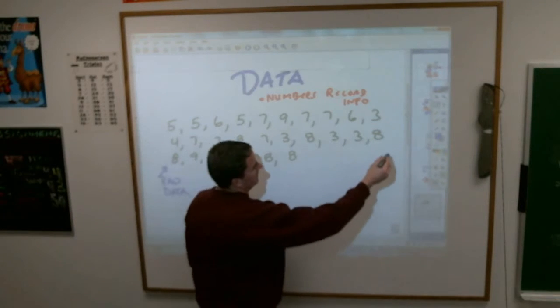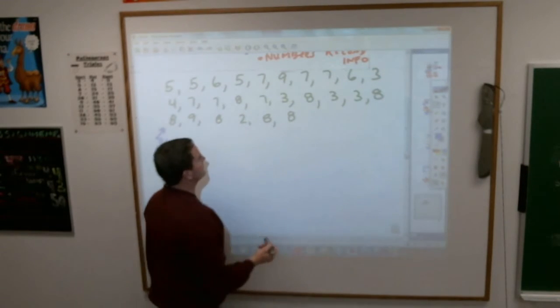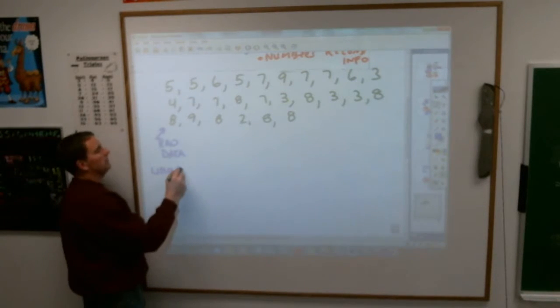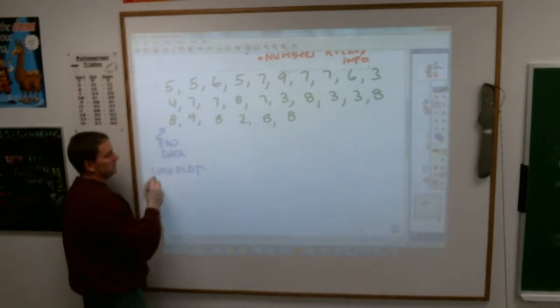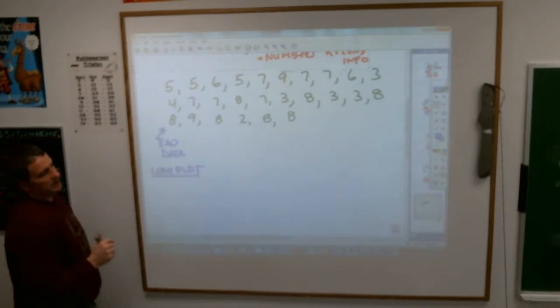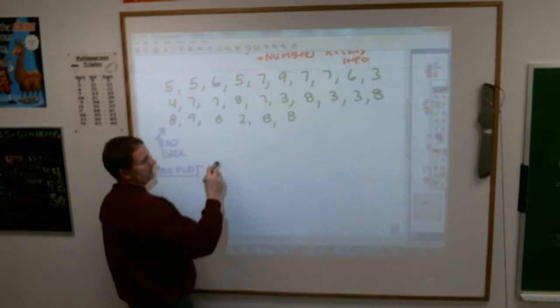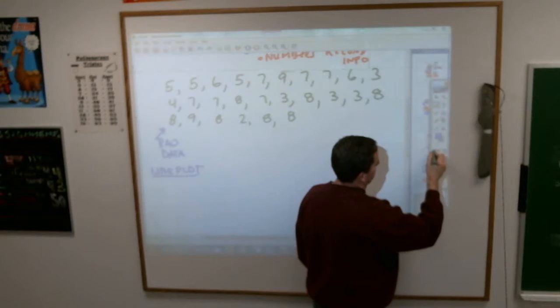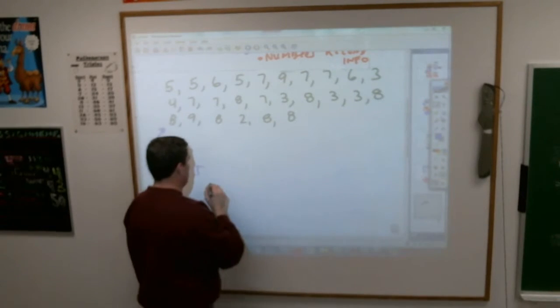The first thing we're going to talk about, and I don't know if we've done it before or not, is we are going to make a line plot. Have we done line plots? Good. Then this will be new and exciting to you. Okay. And the line plot looks like this. You start off with a number line. One second, let me organize my stuff here. You start off with a number line.